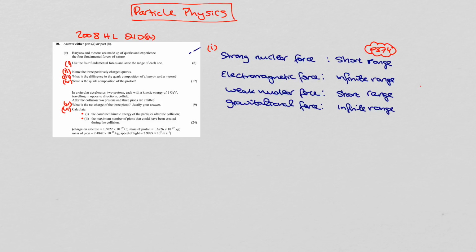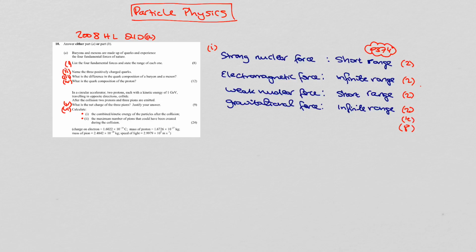Basically what we have there then is 2, 4, 6, 8 marks in total for this question. So stating the force and stating the range in each case, you're getting 1 for the strong nuclear force, 1 for the short range, 1 for the electromagnetic force, 1 for infinite range, etc. So we have 2, 4, 6, and then 8 in total.